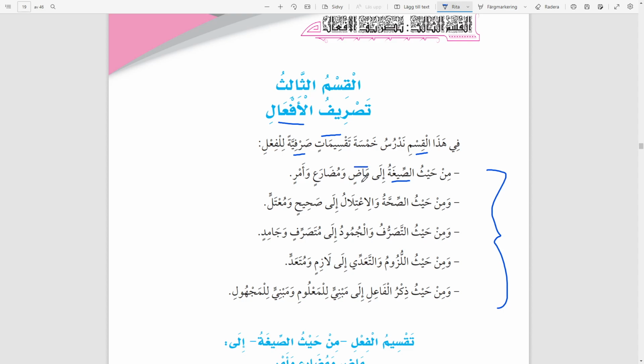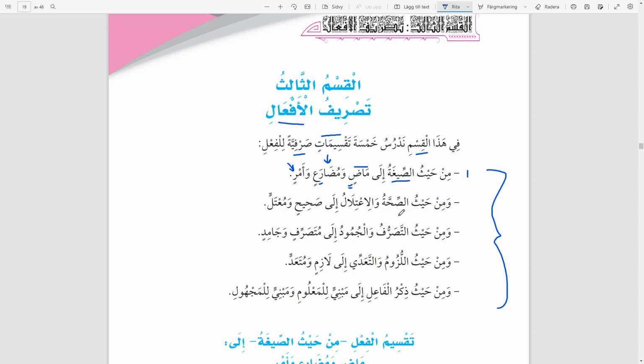So ماضي or ماضٍ is the past tense. مضارع, this is a typo. This chapter actually has quite a few typos. مضارع and أمر. So مضارع is present tense and أمر is the imperative, the order. That's the first.